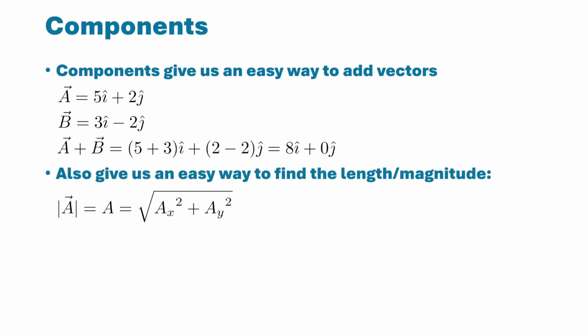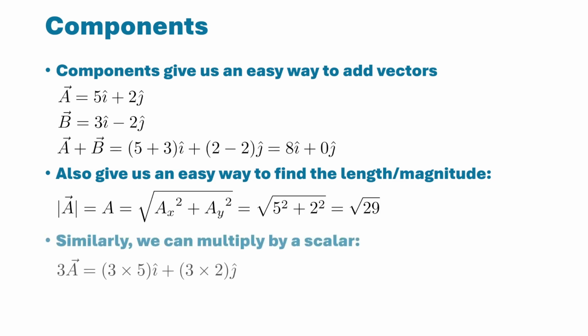The components also give us an easy way to find the length, or magnitude. So the magnitude of A is just its x component squared plus its y component squared, all under a square root. So in our case, using the above vector, we get 5 squared plus 2 squared under a square root, so the square root of 29 is our magnitude.